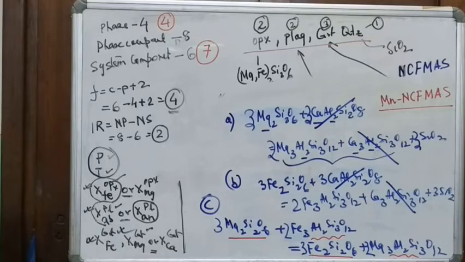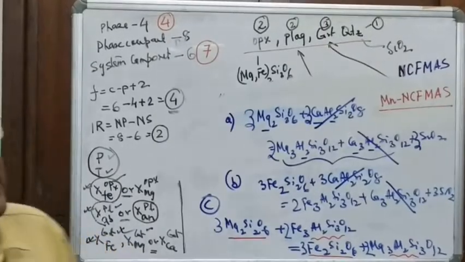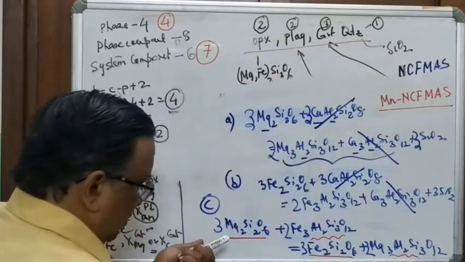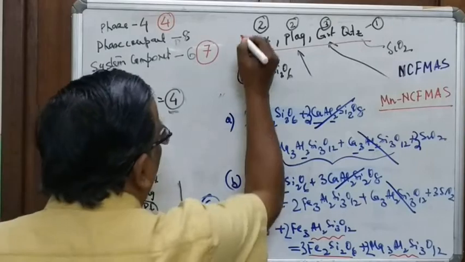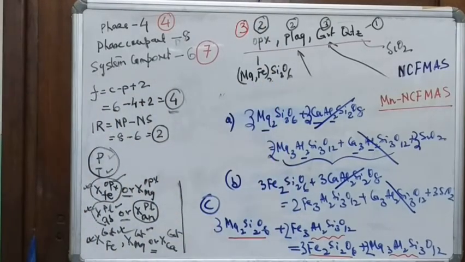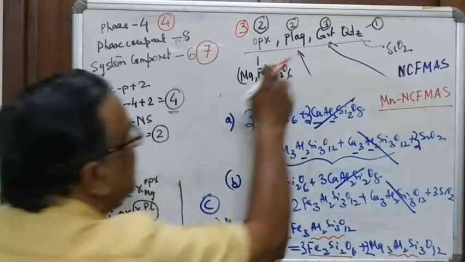Then the question comes, what are the phase components? Now, let's read. Orthopyroxene now will not have any more 2, it will be 3 now. Why 3? You can understand it.